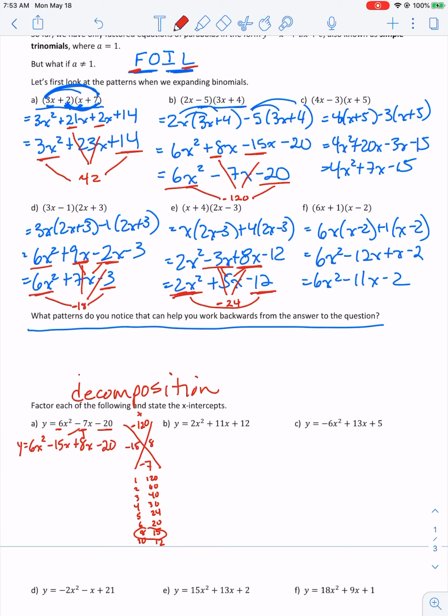Okay, so now the pattern. Let's take a look at part B, because it's the same question. So part B up here, the 6x squared and the minus 8x. To go backwards, remember it was 2x times 3x plus 4, and so that actually is 6x squared plus 8x common factored. So this is kind of factoring by grouping.